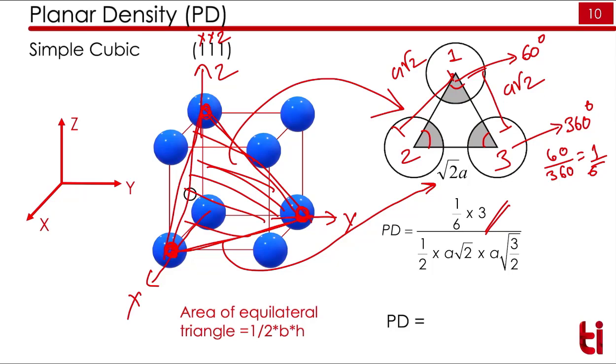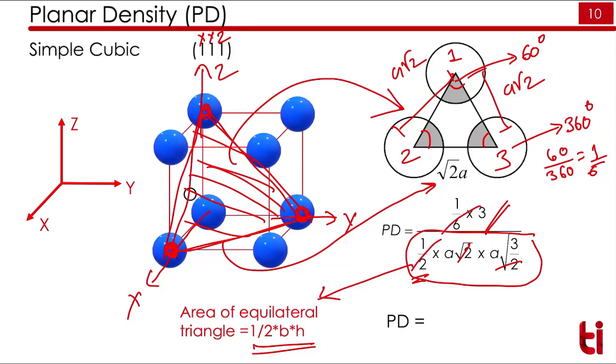Now we can assume this is an equilateral triangle. For an equilateral triangle, the area is half into base into height. Here, half, the base is a root 2 and the height is a root 3 by root 2. If you work it out, the root 2 cancels, and this also gets cancelled. It comes to 1 upon a square root 3. So the planar density of the 1 1 1 plane in simple cubic is 1 upon a square root 3.